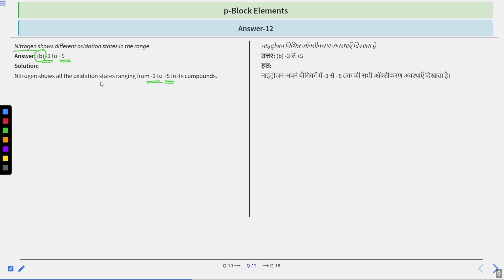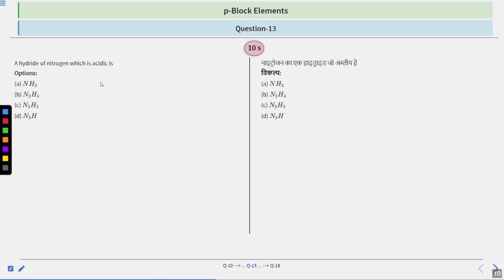Okay, let's move to the next question. Question number 13. A hydride of nitrogen which is acidic is. We have to tell the hydride of nitrogen which is acidic in nature from the options. Options are NH3, N2H4, N2H2, or N3H. Choose the correct one, and you have 10 seconds to solve this question. After that, we will see the answer.